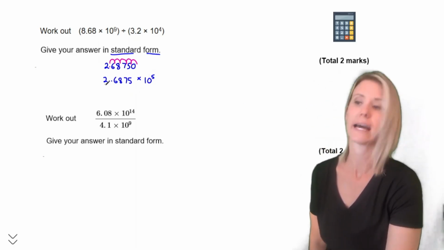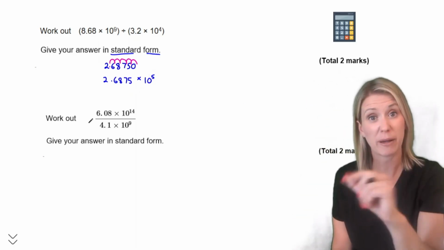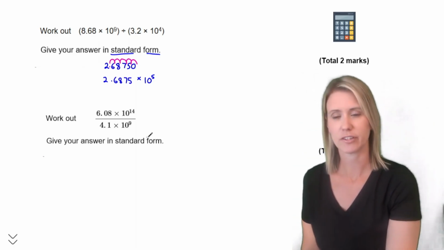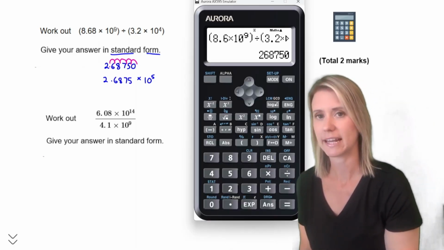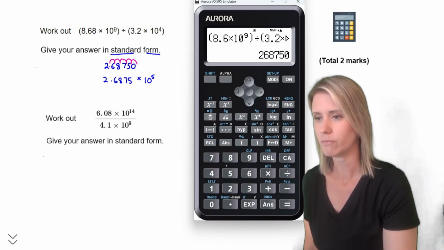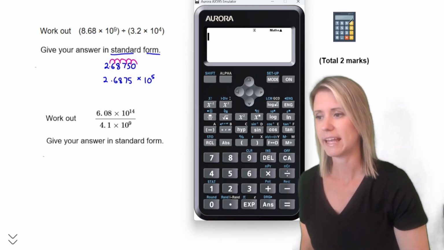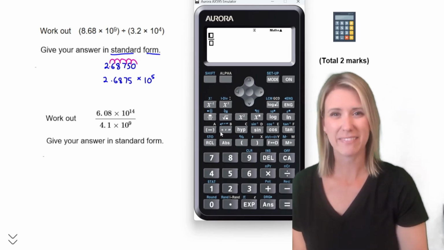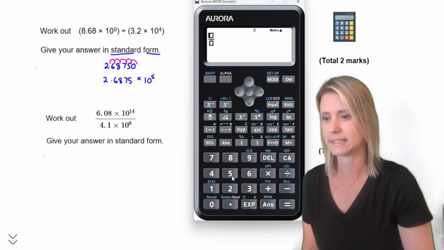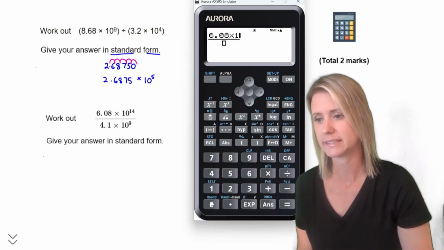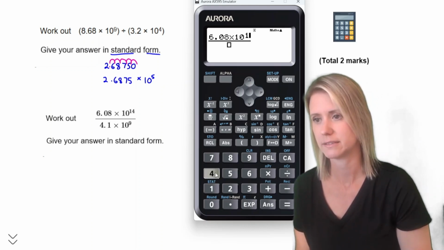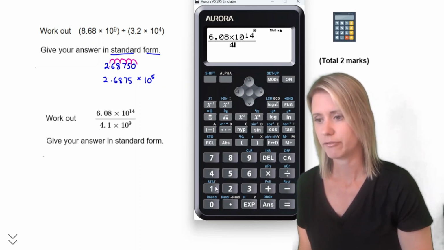Okay, 2 marks there. 1 mark for getting your first number correct between the 1 and the 10, and the second for the correct power on your 10. Second one is another calculator question. Now, if it's given as a fraction, just put it in the same format into your calculator. So 6.08 multiplied by 10 to the power 14 over 4.1 multiplied by 10 to the power 9.